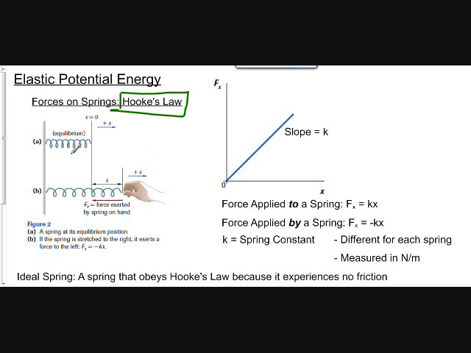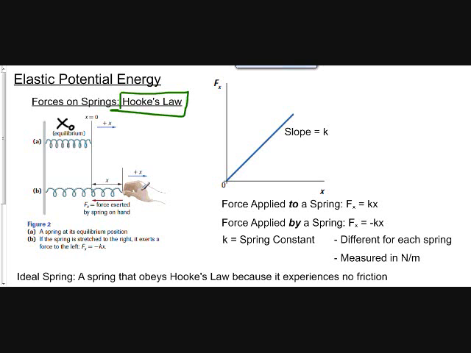So the first one, we're going to call a spring when there is no forces acting on it, and whatever length that is, we're going to call it the equilibrium length. So in this diagram here, it's diagram A. And so we're going to call this length the equilibrium length, or you might also see it as x naught. So the length of this spring right now is x naught, or it's in equilibrium.